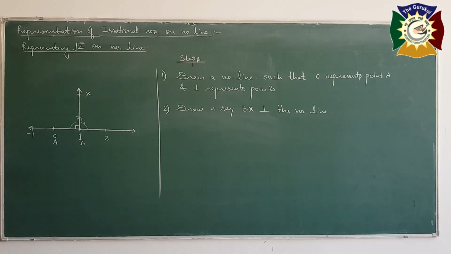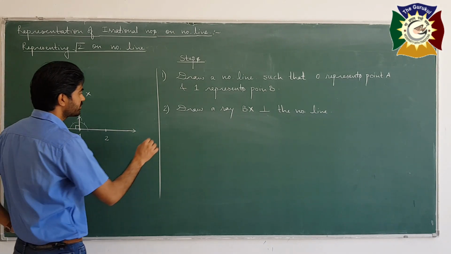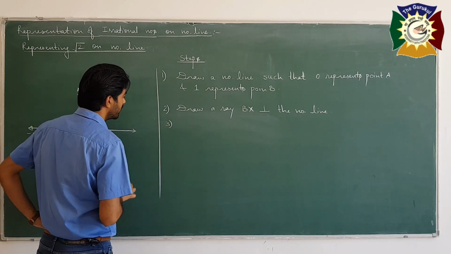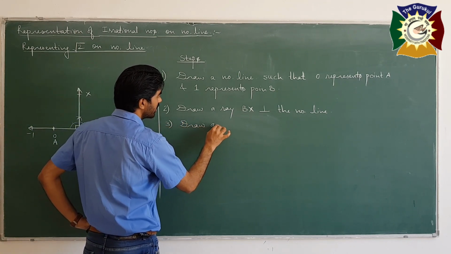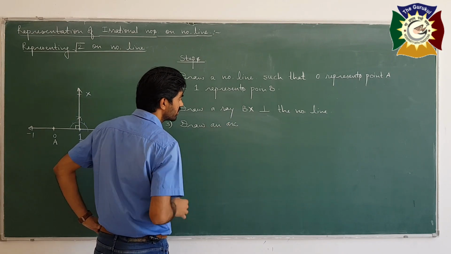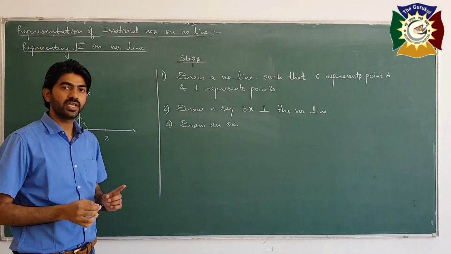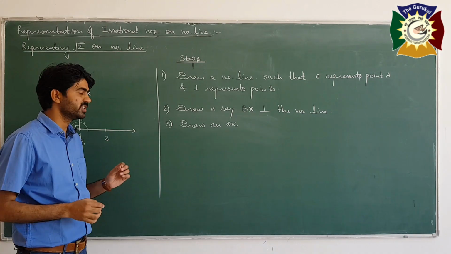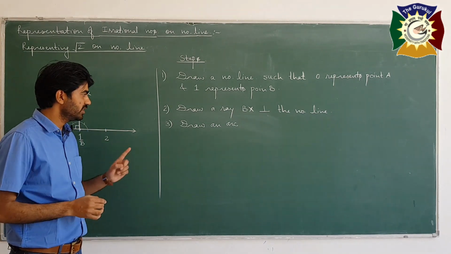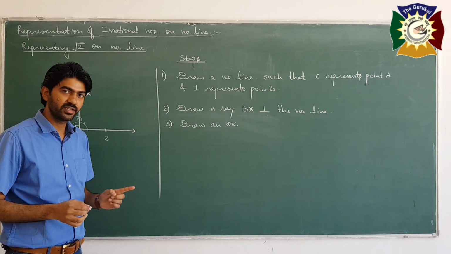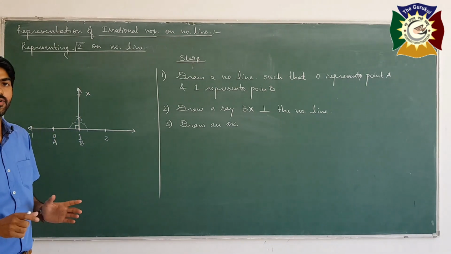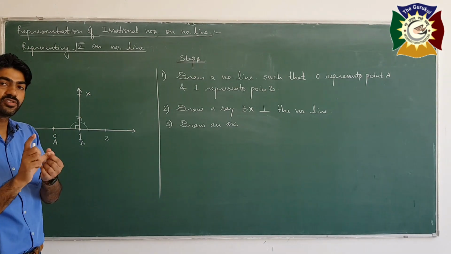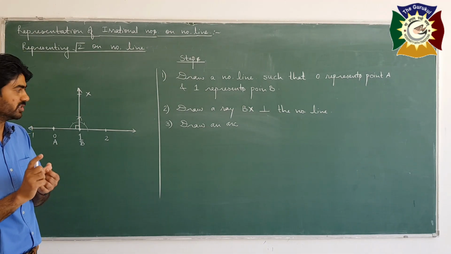This is the second step. Third step, now we will draw an arc. Whenever we draw any arc, we have to specify two things. The first thing is the center of the arc, where we will put the compass, and the second thing is the radius of the arc. It means how much the compass is to be opened.